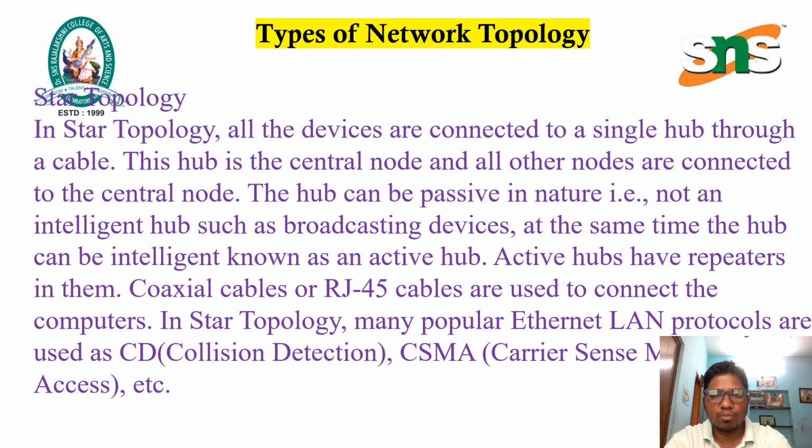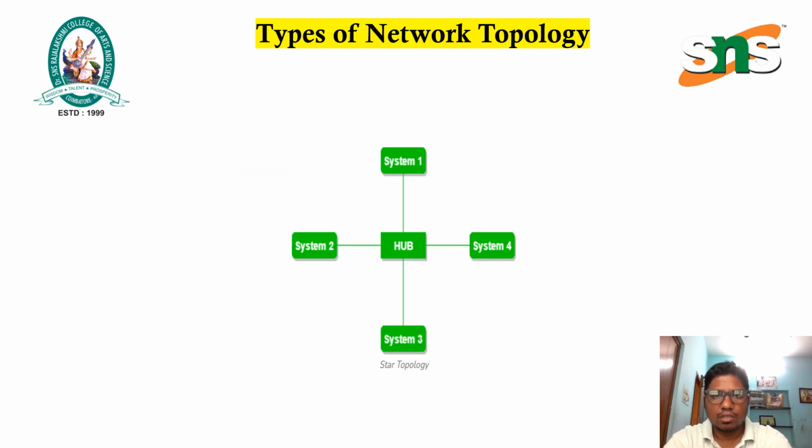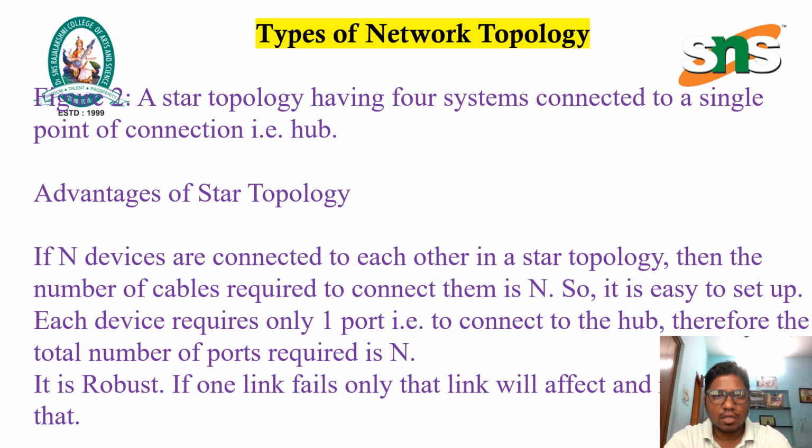Coaxial cable or RJ45 cable is used to connect the computers. In the star topology, many popular Ethernet LAN protocols are used, such as CD, collision detection, and CSMA, carrier sense multiple access. Here we have system 1, system 2, system 3 and system 4 connected to the hub. A star topology has four systems connected to a single point of connection, for example a hub.